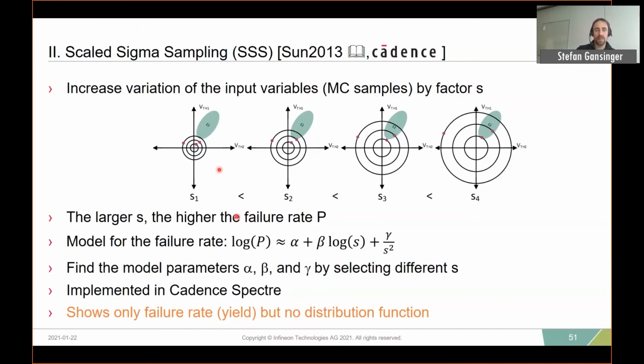And the idea is now, by simulation, we want to solve for these model parameters, alpha, beta, and gamma. And if we have this, we can calculate the failure rate or the yield value. So in the simulator, we start with S is 1, look at the failure rate. Then we start with S is 2, look at the failure rate. And repeat this experiment until we are able to solve this equation and calculate the yield value.